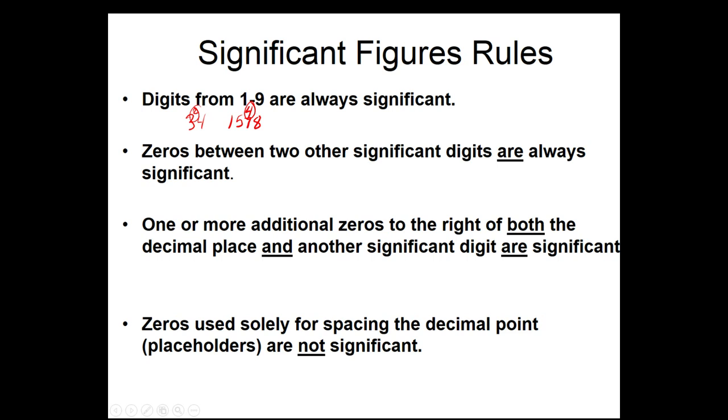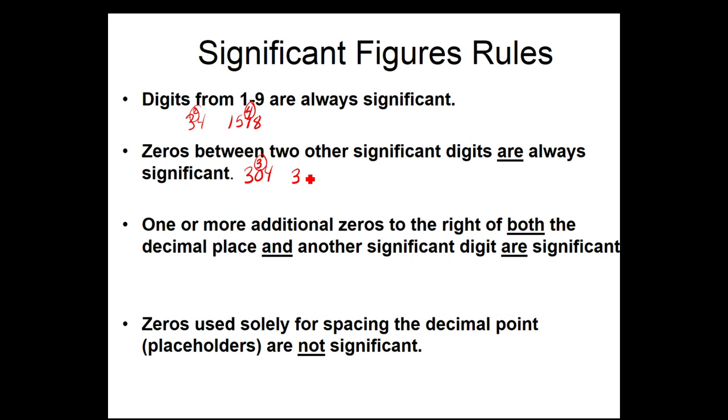Second rule is also very simple. Zeros between 2 other significant digits are always significant. So if the zeros are between 2 numbers that count, then those zeros will count as well. So for example, 304. The 3 and the 4 obviously count because of the first rule. It's a digit 1 through 9. The 0 is now between the 3 and the 4, so it counts. So this one has 3 significant digits. All 3 of them count.